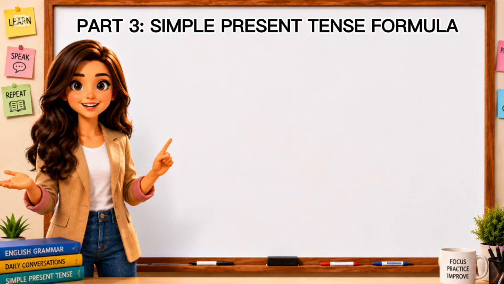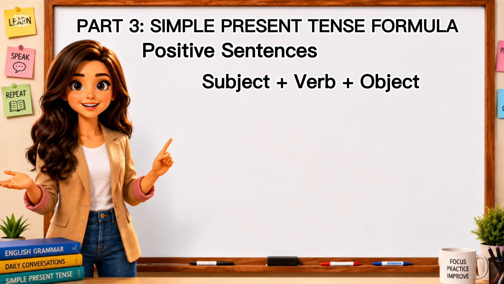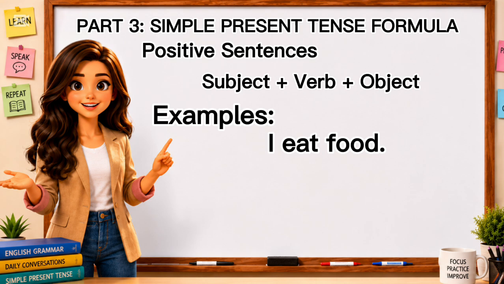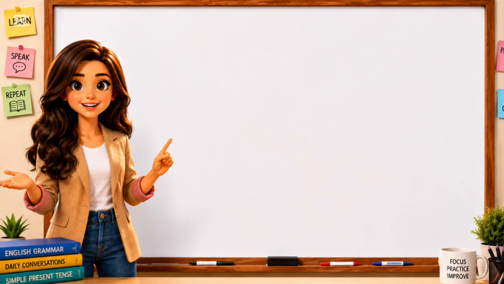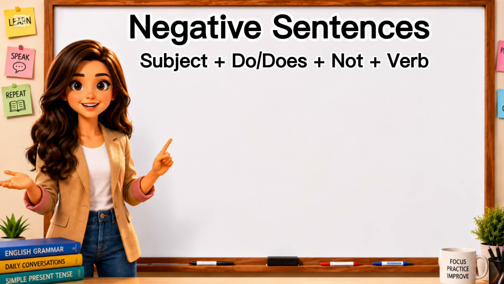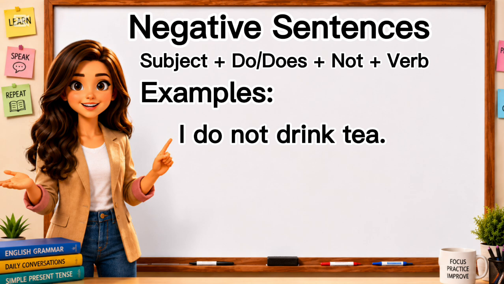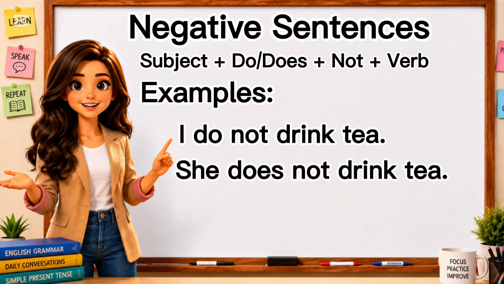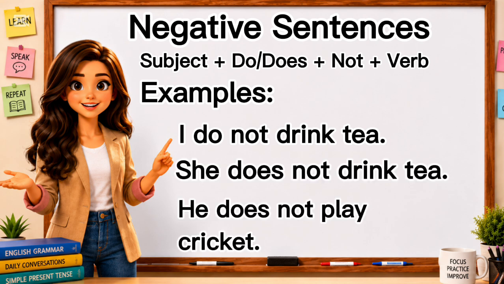Part 3. Simple present tense formula. Positive sentences: subject plus verb plus object. Examples: I eat food. She eats food. He goes to school. Negative sentences: subject plus do or does plus not, plus verb. Examples: I do not drink tea. She does not drink tea. He does not play cricket.